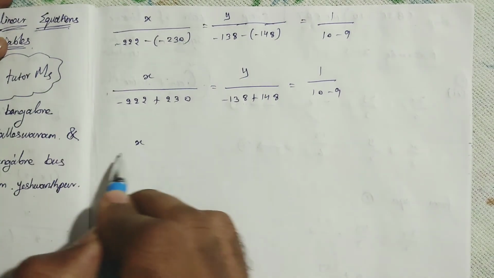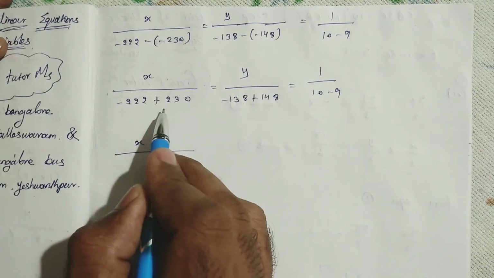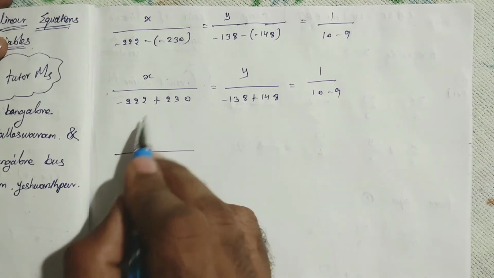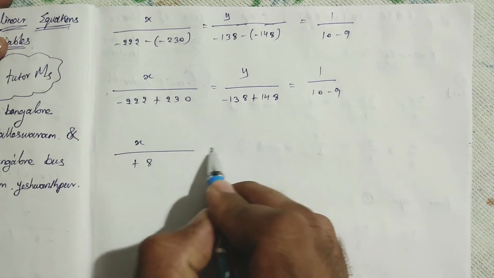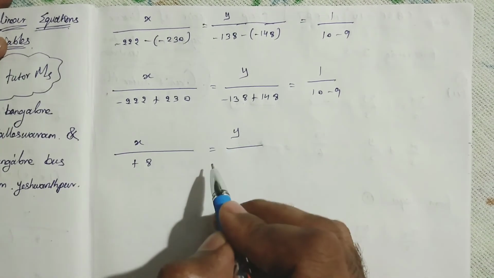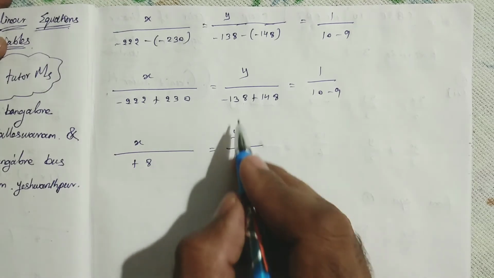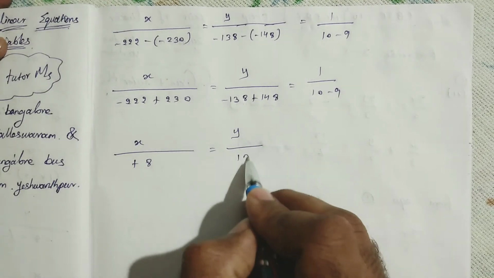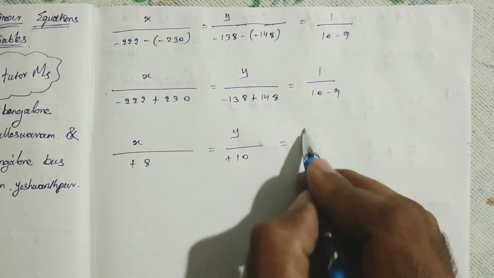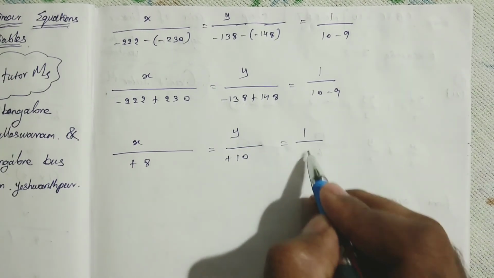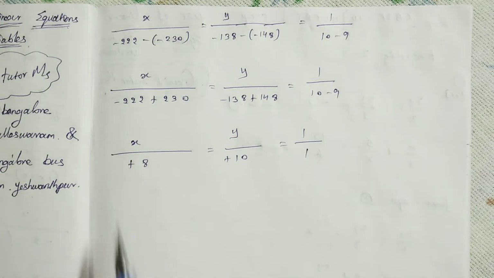Now x divided by, now the different symbol, so it is a subtraction. So different symbol, subtraction, larger number sign. What is the value for this? That is plus 8, which is equal to y divided by, here also the different symbol, so you can do the subtraction. 138, 148, so 10. Larger number is plus, so plus 10, which is equal to 1 by 10 minus 9, that is 1. Clear? Clear?